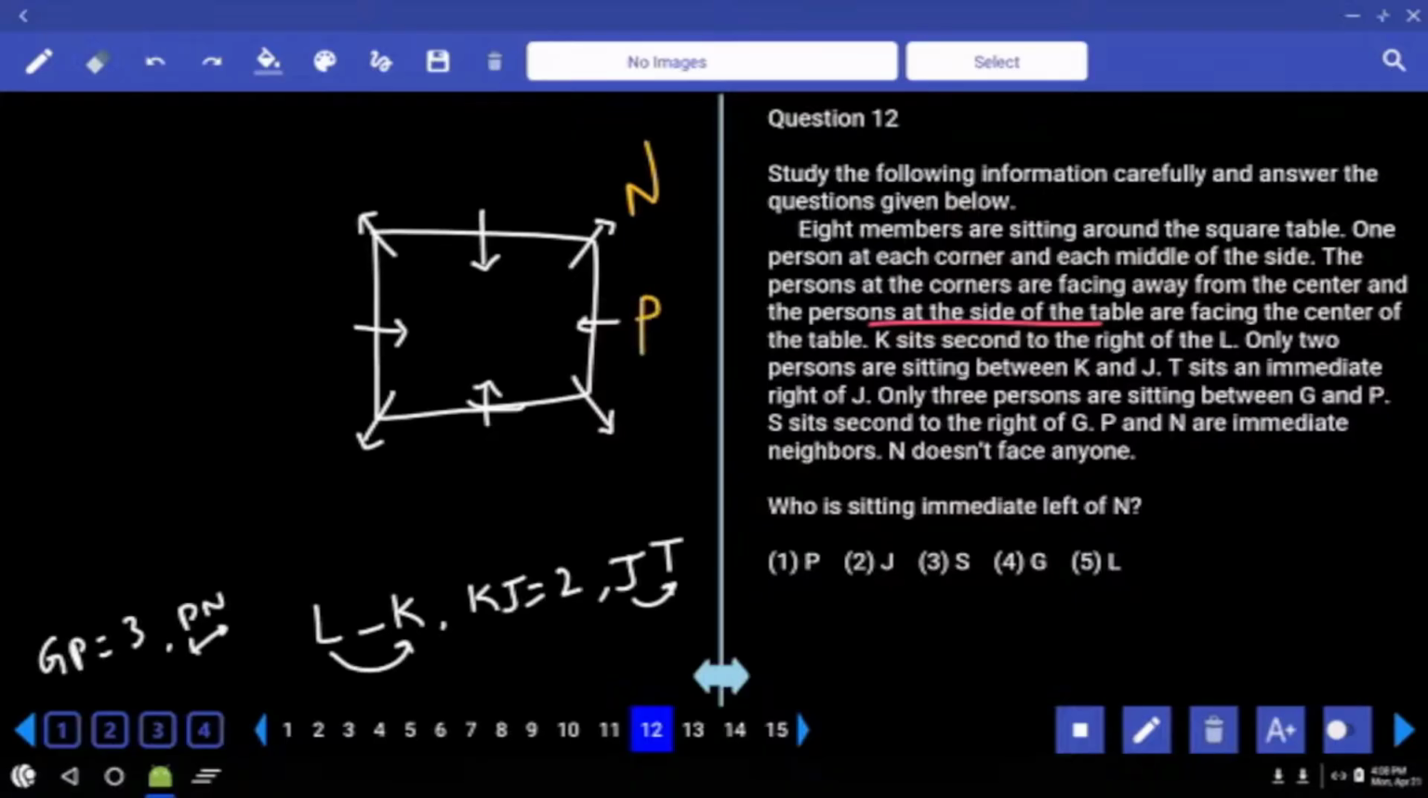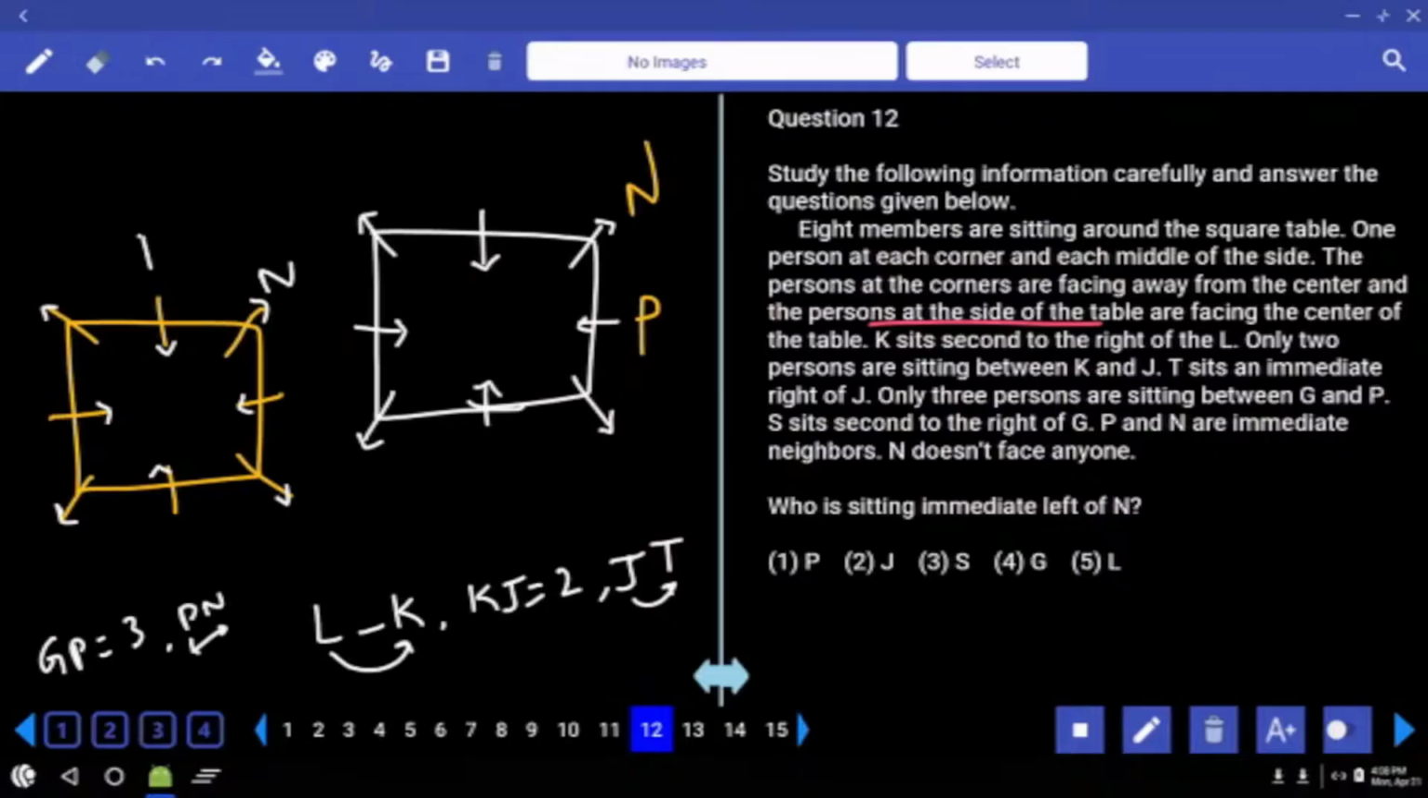Now P can be here, that is the first one. And the next one, N and P are adjacent to each other. 1, 2, 3, 4, 5, 6, 7, 8. Now persons at the corners are facing away from the center and persons at the middles are facing towards the center. Then at the same time, N is here, then P is here, N and P are adjacent to each other. Clear? G and P are opposite, with 3 persons between them. And P and N are immediate neighbors.